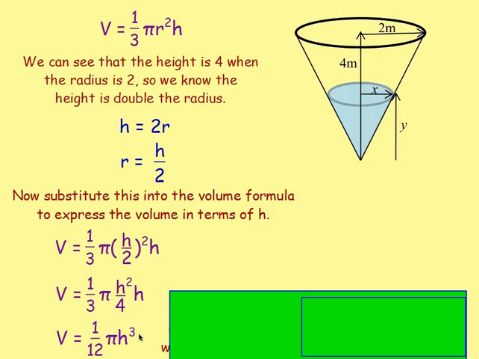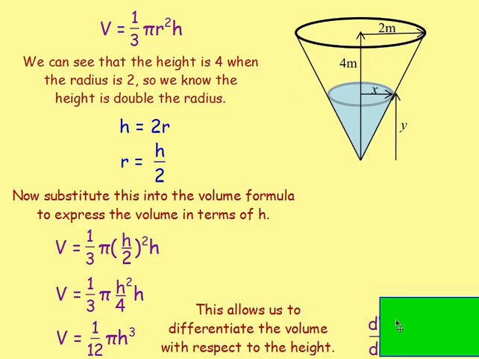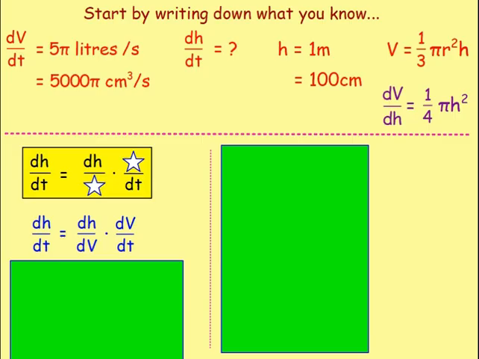What was the whole point in doing that? Well, if you remember, we had to work out dv by dh. So now we can work out what that would be. So dv by dh, if we differentiate v with respect to h, would be 1/4 pi h squared. dv by dh is what we have just found.